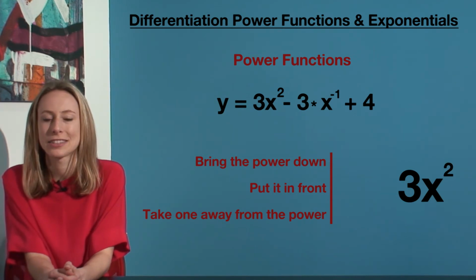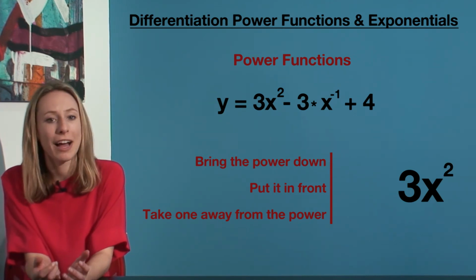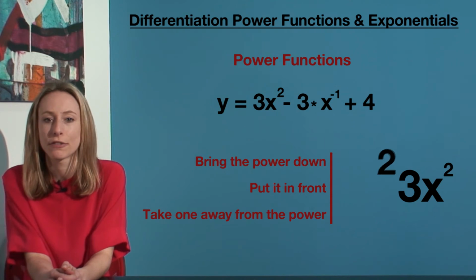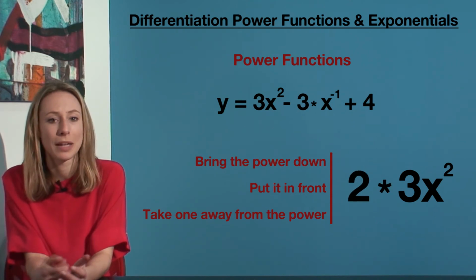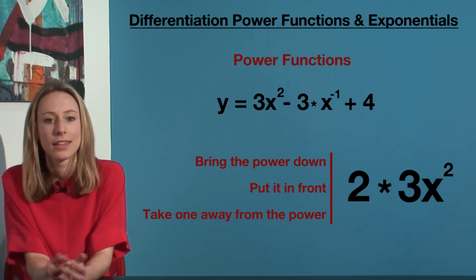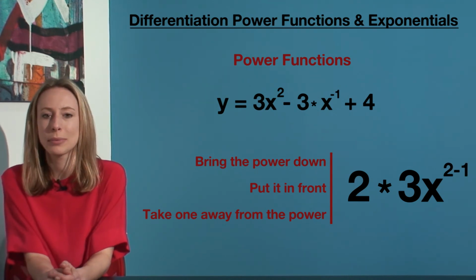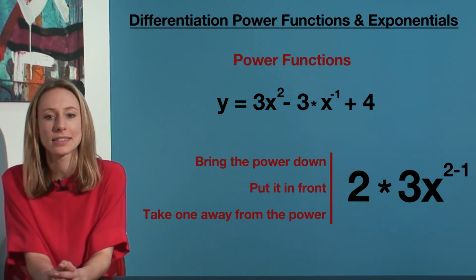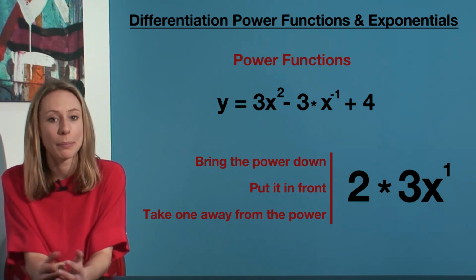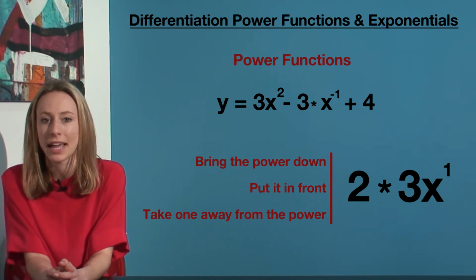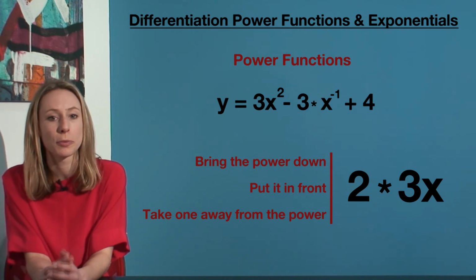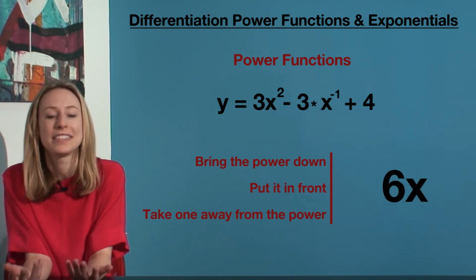Let's start with 3x squared first. Bring the power term down to multiply the number at the front, so you get 2 multiplied by 3x squared. Then, take 1 away from the starting power term. Since the starting term was x squared, it now becomes x to the power of 1. And remember, x to the power of 1 equals x. So it becomes 2 multiplied by 3x, which is simply 6x.